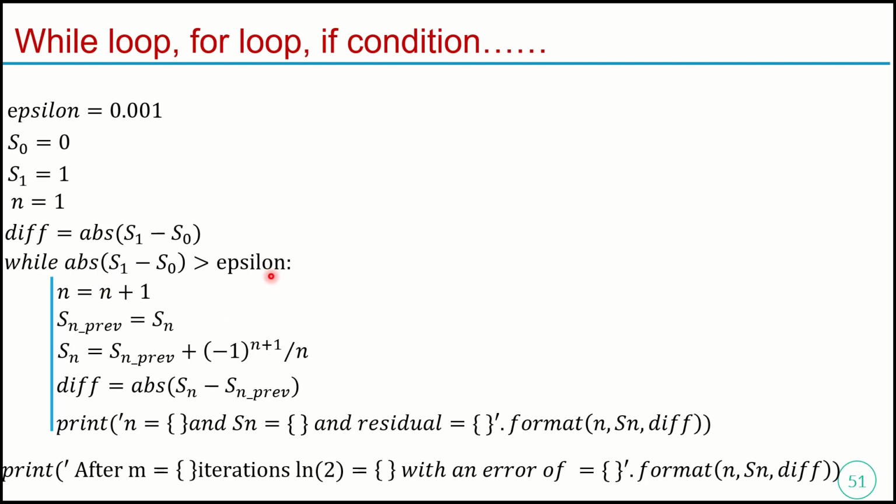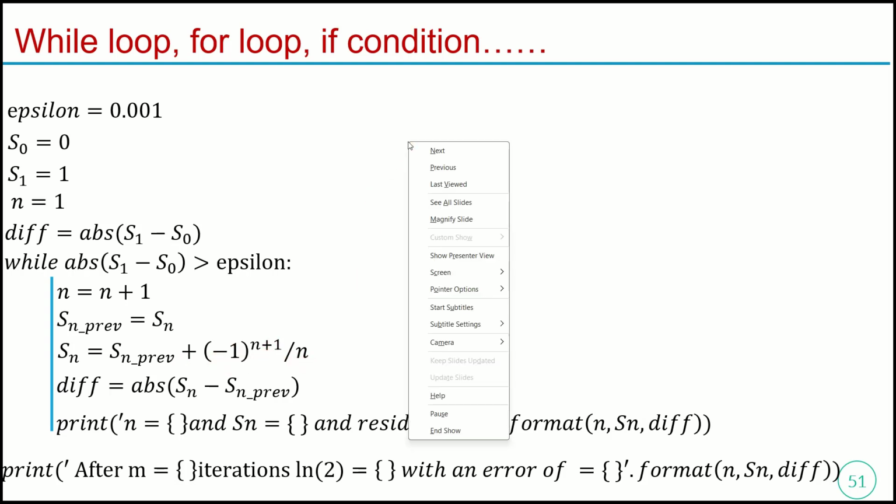When I enter the loop, I increment n, which becomes n plus 1, so it becomes 2. The value S1 will take the place of S0, so it becomes the previous Sn. This one will become Sn plus 1. The actual value of Sn is equal to the previous value plus minus 1 exponent n plus 1 divided by n. What I would like to say is the following. In reality, I'm going to have to take my pen.